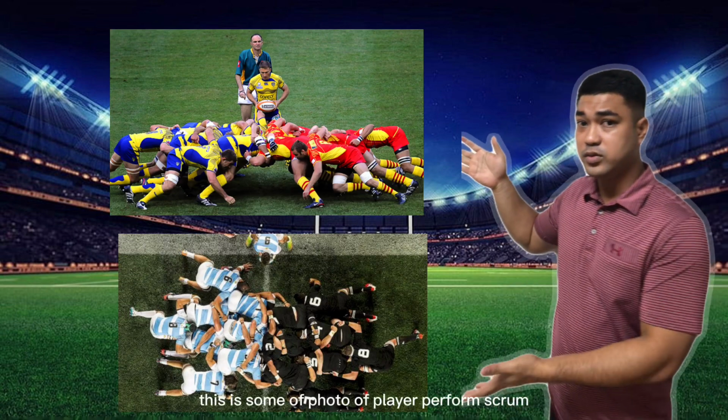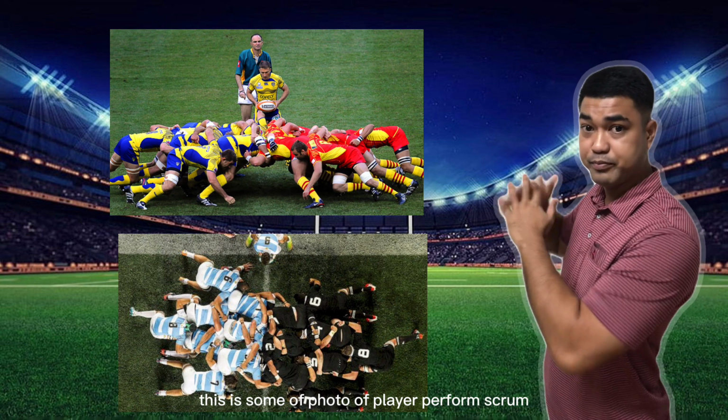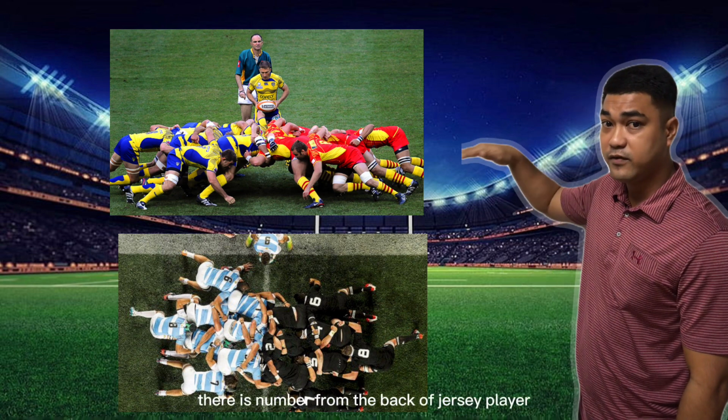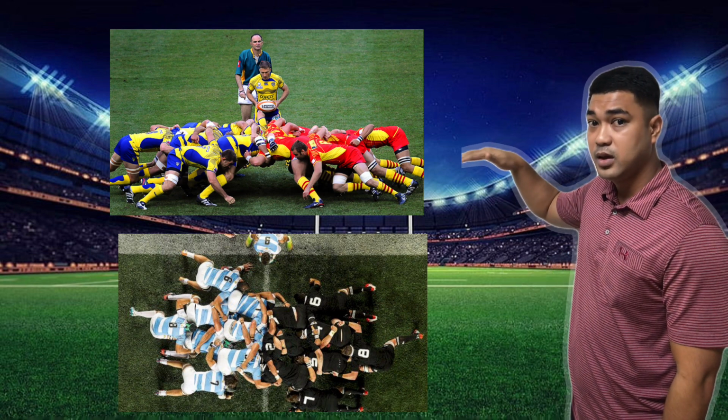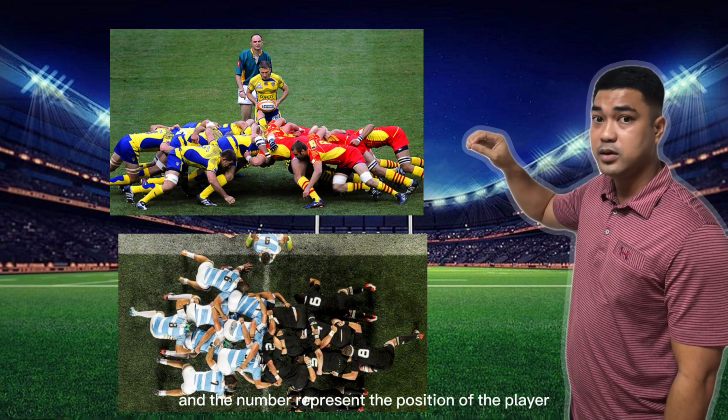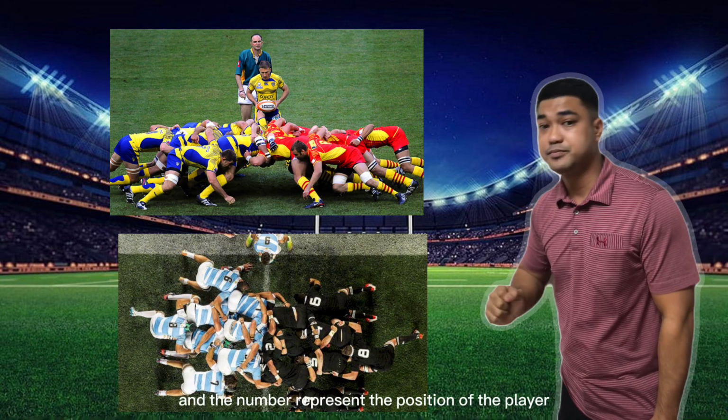This is a photo of players performing a scrum. As you can see, there is a number on the back of the player's jersey, and the number represents the position of the player.